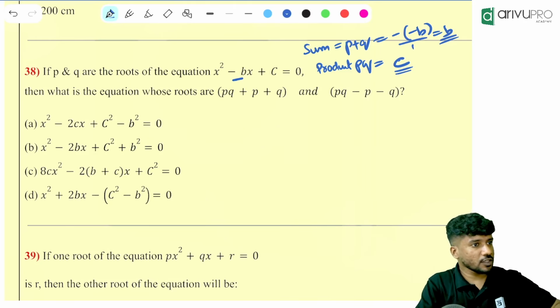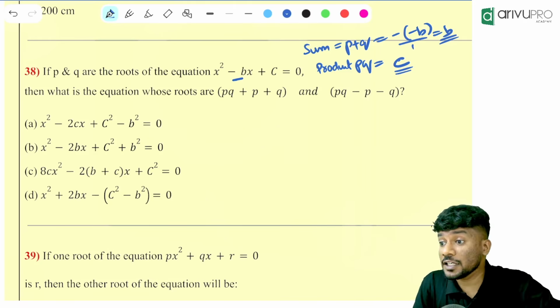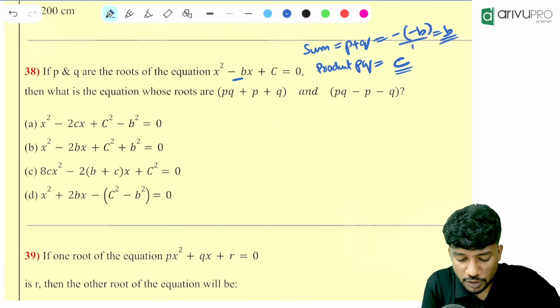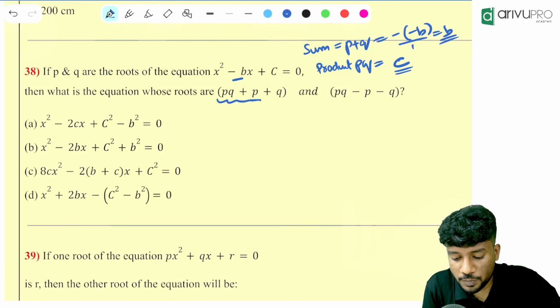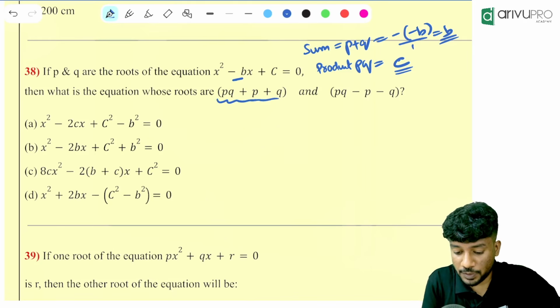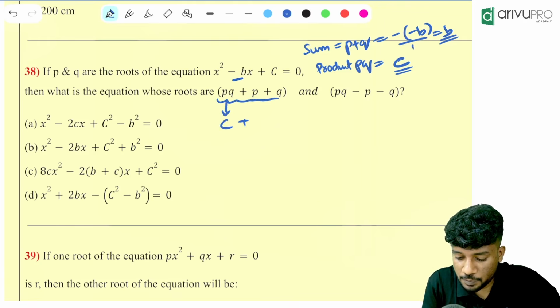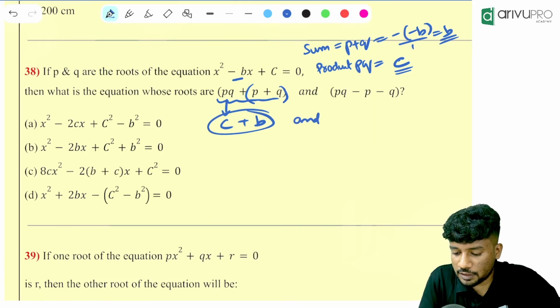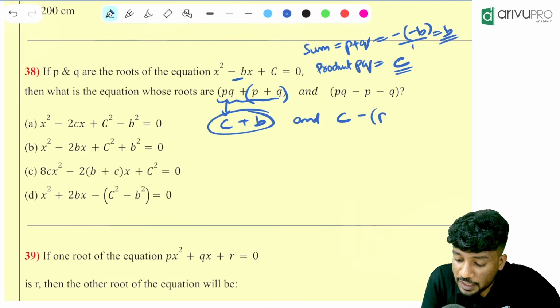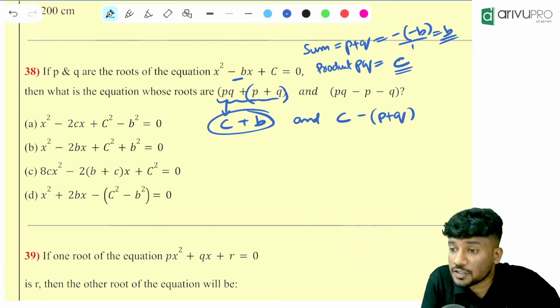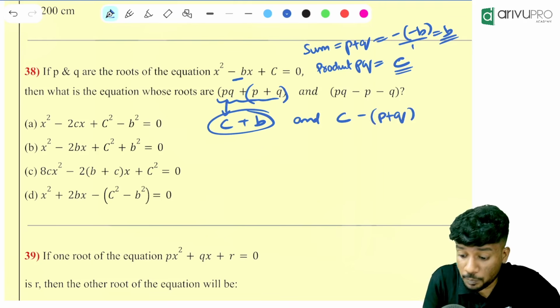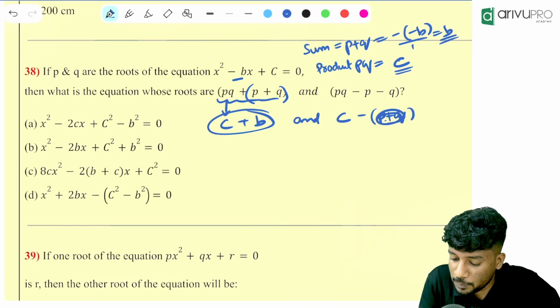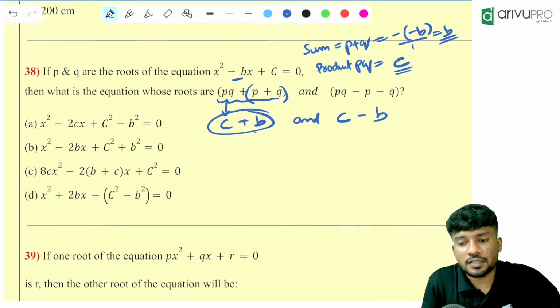We have the p plus q value and we have the p into q value. Now, what is the equation whose roots are pq plus p plus q? pq is c. c plus p plus q is b. So c plus b is one root, and the other root is pq, which is c, minus of p plus q. If I take a minus common outside, it becomes minus of p plus q. Instead of p plus q, you put b. So the roots are c plus b and c minus b.